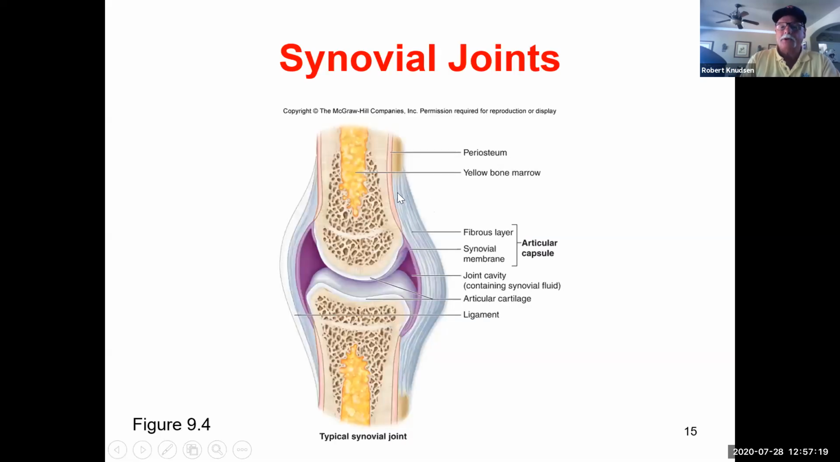We talked about this sock, which is called articular capsule. We know there's an outside and an inside. There it is, articular capsule. The outside is the fibrous, the inside synovial. That's this purple synovial. It produces synovial fluid.